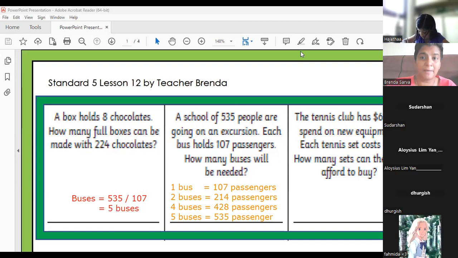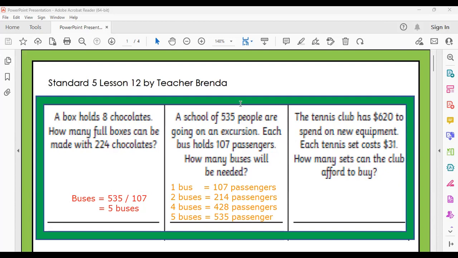Okay, band 5, I can change this exact question to a band 5 question. How? Instead of 535, I will make that number 600. And then I will ask you, how many buses are needed? Now, if you take 600 and divide by 107, you're going to get 5 buses and some remainder. But logically, what will your answer be?